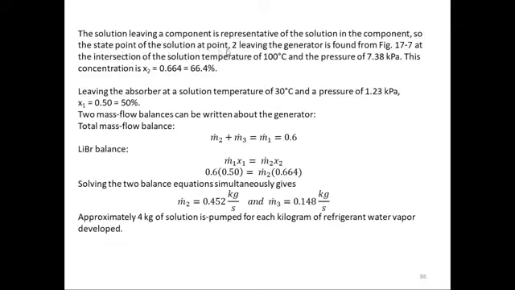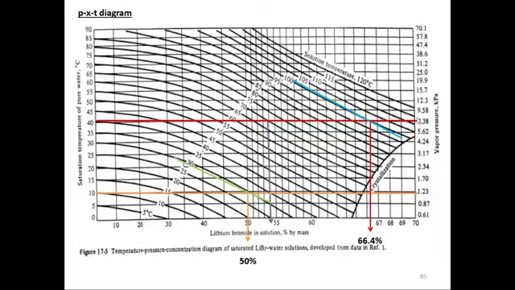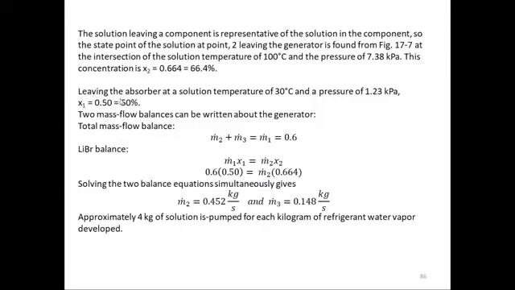So the state point of the solution at point 2 leaving the generator is found from figure 17-7 at the intersection of the solution temperature of 100 degrees and 7.38. This concentration is X2 of 66.4%. So wherever the solution temperature and the pressure cross, that is the state of the solution in that container. So this was the generator, and the generator is 66.4%. The solution leaving the absorber at a temperature of 30 degrees centigrade and pressure of 1.23 will have an X1 value of 50%, as I explained in the diagram.